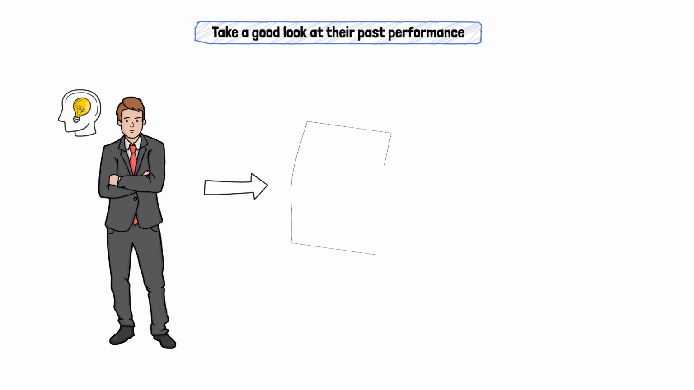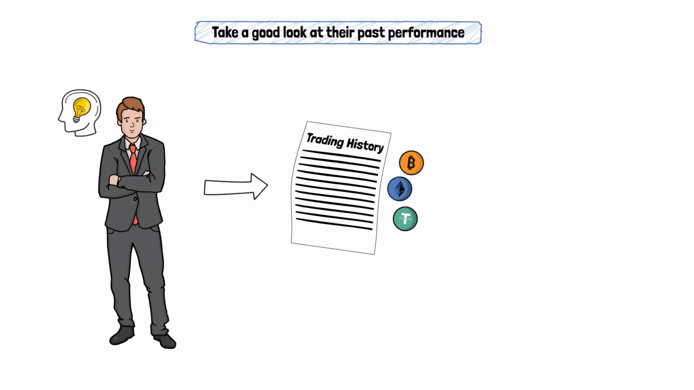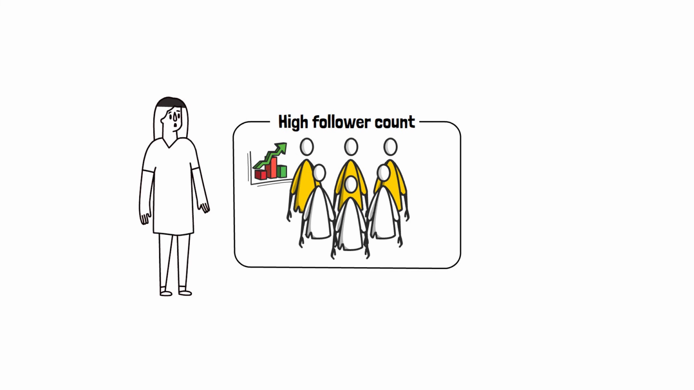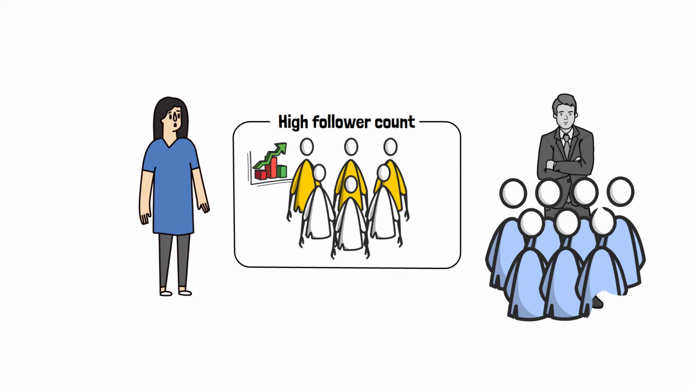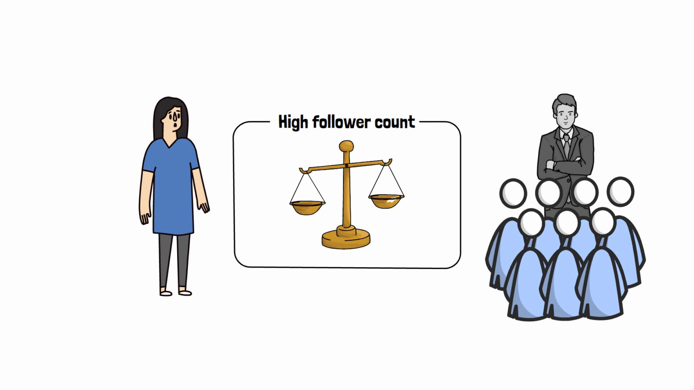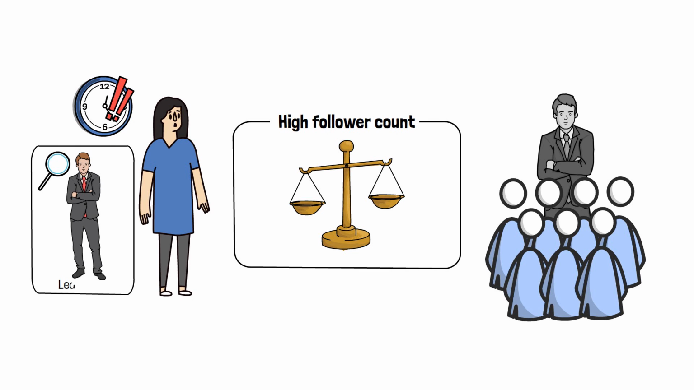Also, take a peek at their trading history. What kind of cryptocurrencies are they usually trading? Does that align with your interests? And finally, while a high follower count might seem impressive, sometimes it can mean that their trades might get a bit crowded. So it's all about finding that right balance. Take your time to do a little digging, and you'll be much more likely to find a lead trader who suits your trading goals.